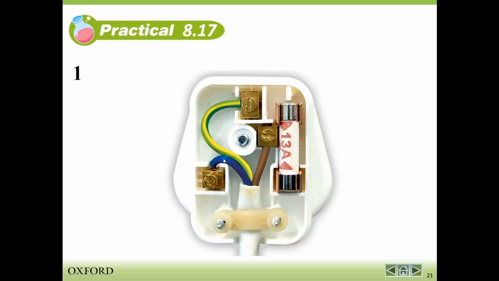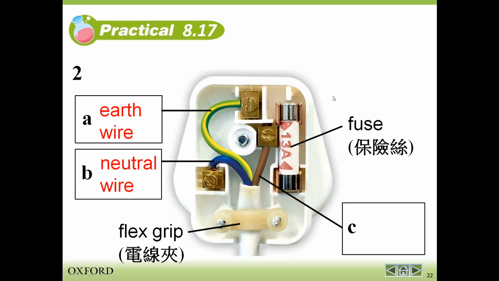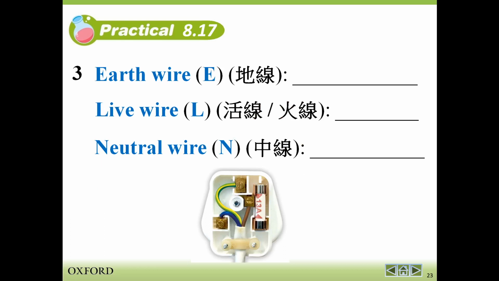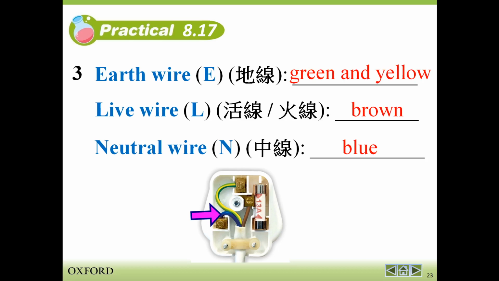So that when the current is too high, the fuse will melt, and then the electric current will stop supplying, and that is a safety precaution. So remember the color, remember the color. For the electricity, it will be supplied through the live wire, and then turn back from the neutral.